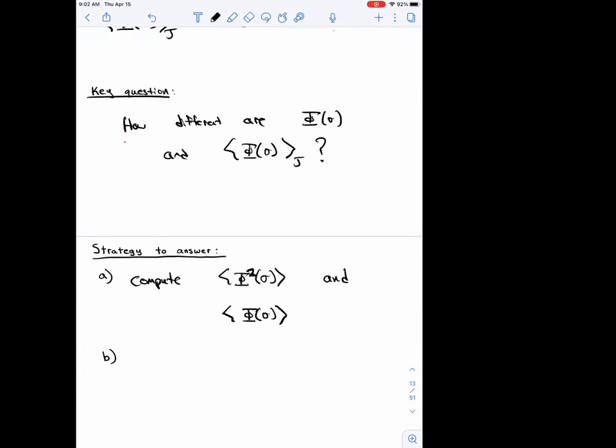So the strategy for answering how different they are is to compute the variance of phi, the average of phi squared, and also the average of phi, squared. If these are similar to each other, then that means that the variable is almost self-averaging. So if these quantities are close to each other, then it means that phi of sigma is approximately equal to its average over couplings. We can answer this question by computing these two quantities in the averaged theory. So to answer it, we don't actually ever need to discuss the theory with fixed couplings. We can answer this completely in the average theory.